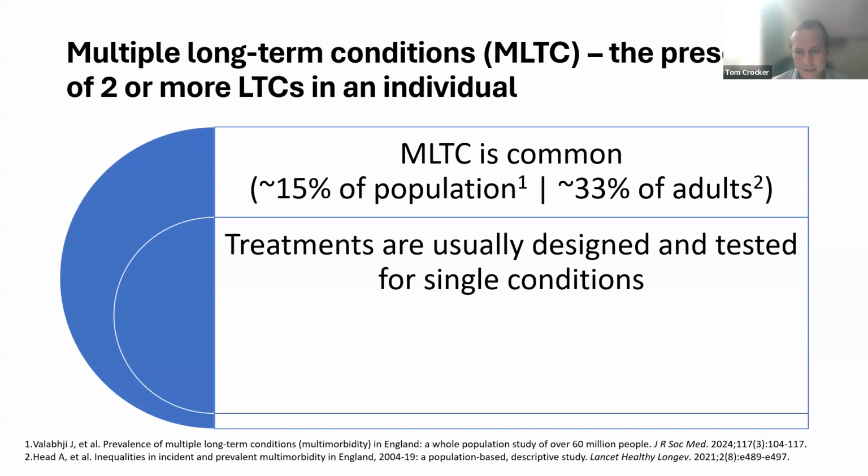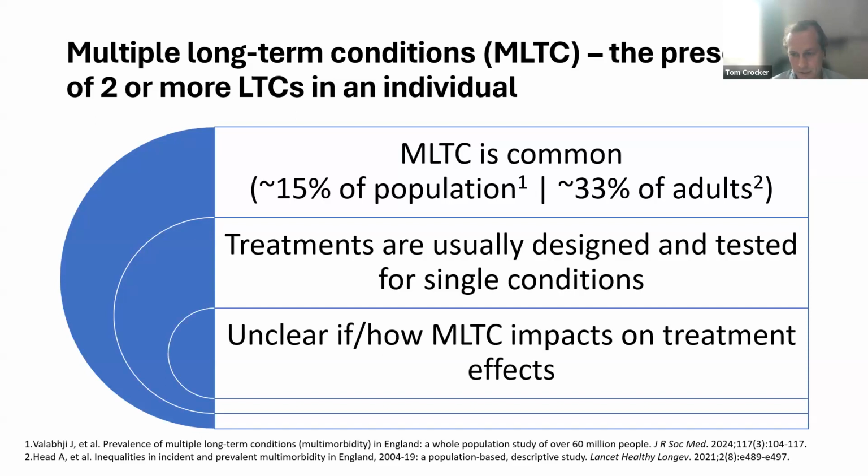But despite the prevalence of MLTC, the health system tends to be organised around single conditions. And most treatments are also designed and tested for single conditions. And this can all add to the treatment burden experienced by people with MLTC. And for the reasons we've just discussed about trials, it's generally unclear if or how MLTC impacts on treatment effects. But there are reasons to suppose it might, such as people being burdened or overwhelmed by time-consuming or complex treatment regimes, drug interactions, physiological resilience, and so on.